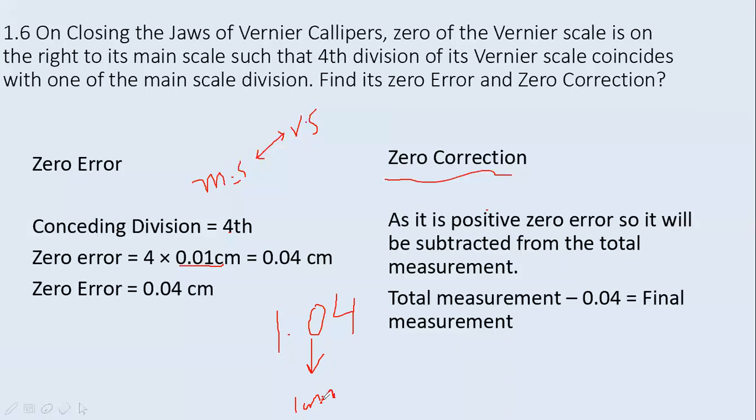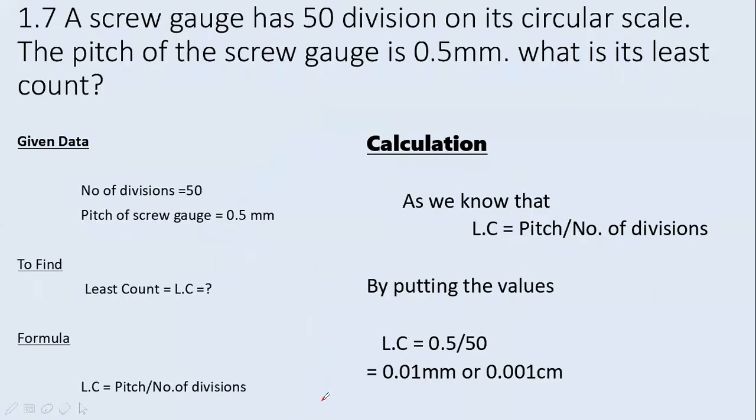So the zero error will be zero if the zero of the main scale coincides with the zero of the vernier scale. If zero error exists and zero is to the right, the error will be positive and you will subtract it because the instrument will measure more. And if the zero of the vernier scale is to the left of the zero of the main scale, the error will be negative and it will measure less than its original length, so the error will be added. So positive error will be subtracted and negative error will be added.